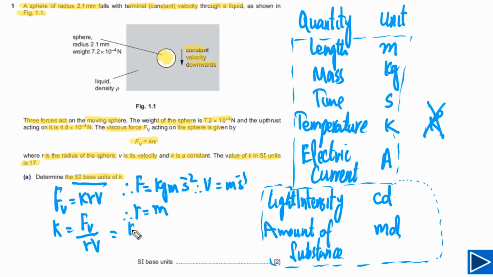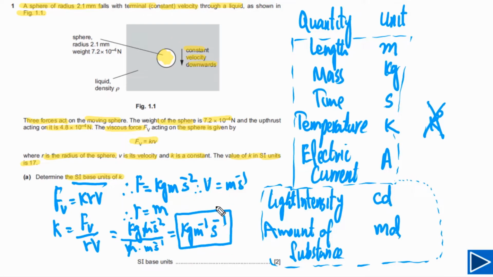For force, we can write down this is kg meter per second squared, and this is divided by meter, and here we have meter per second. Now we can simplify: this meter we can cancel with this meter. Now we can write down this is kg per meter, and here we have per second. So this is the SI base unit of K.